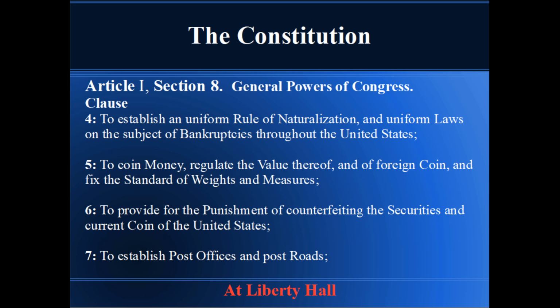Article 1, Section 8. General Powers of Congress. Clause 4. To establish an uniform rule of naturalization and uniform laws on the subject of bankruptcies throughout the United States. Clause 5. To coin money, regulate the value thereof, and of foreign coin, and fix the standard of weights and measures. Clause 6. To provide for the punishment of counterfeiting the securities and current coin of the United States. Clause 7. To establish post offices and post roads.